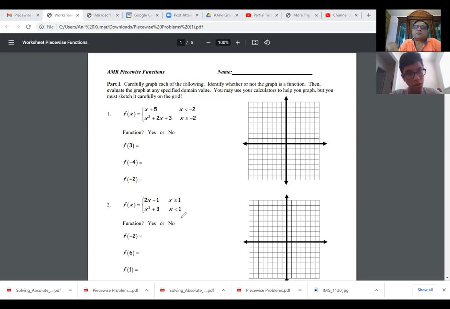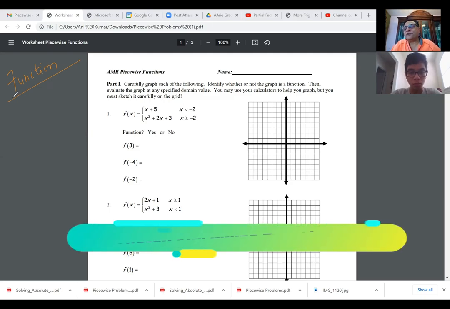Without graphing, it will be a function. I think it is a function. For sure, it is a function, correct? Since we know that the domain is split, right? And on both sides, we have functions.